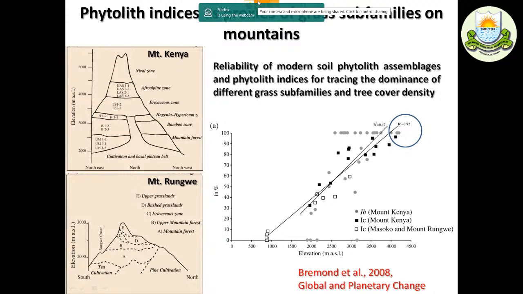That means, as I said earlier, that if IC increases, it suggests the dominance of C3 grasses, and C3 grasses are cool loving grasses. So if IC increases with elevation, it indicates that cool loving grasses are rising with elevation, and warm loving grasses are restricted to lower elevation zones. So the IC has a linear relationship with elevation, and they found the coefficient of determination was quite high, about 0.92. So it is quite high.